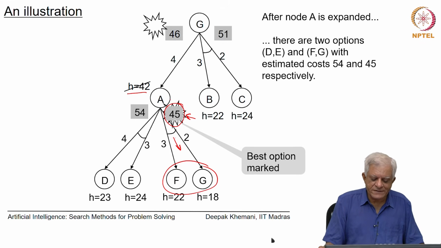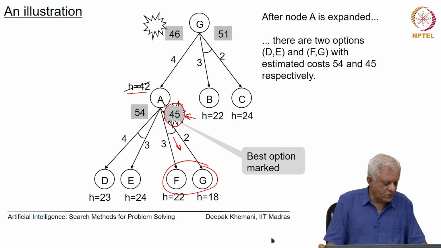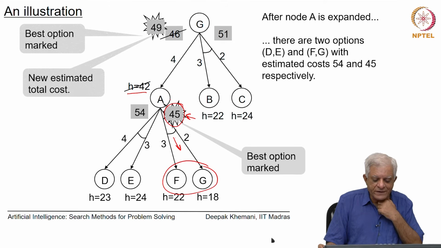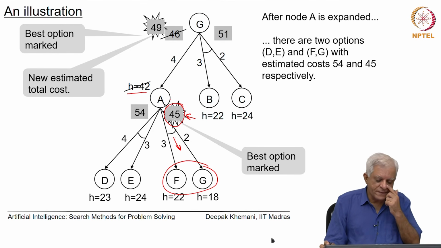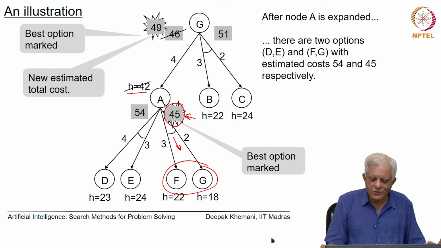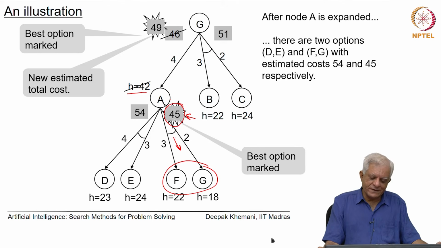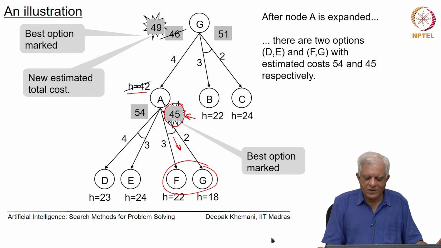We must propagate this changed cost to the root node, and when we do that we find that the cost of root has now gone up to 49. It is still better than 51. So, it still remains the best choice, but this is what the graph would look like after 2 expansions. In the first expansion we expanded the root and we identified A as the best choice. Then in the second expansion we expanded A and we identified F and G as the best choice and backed up the values appropriately all the way up to the root.